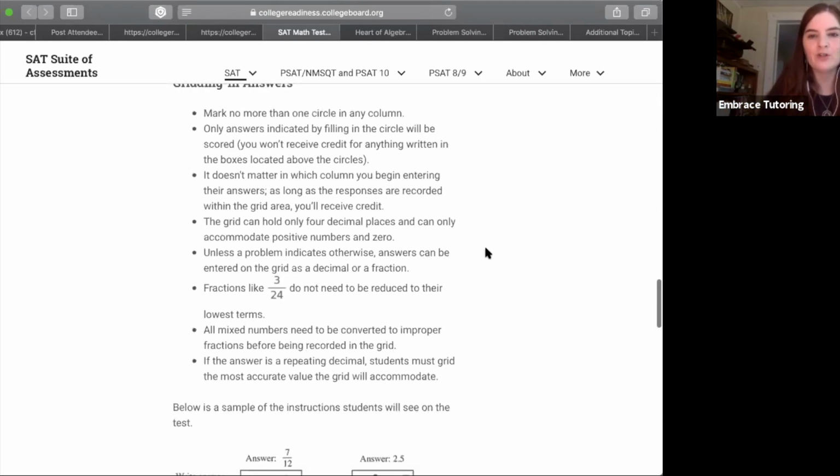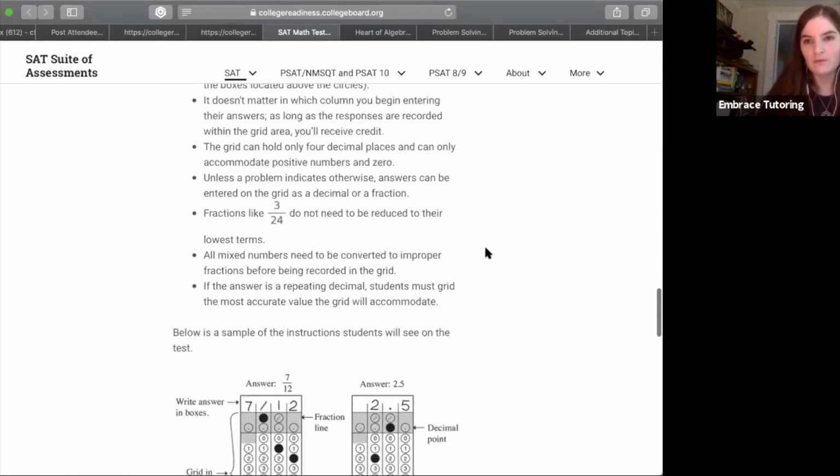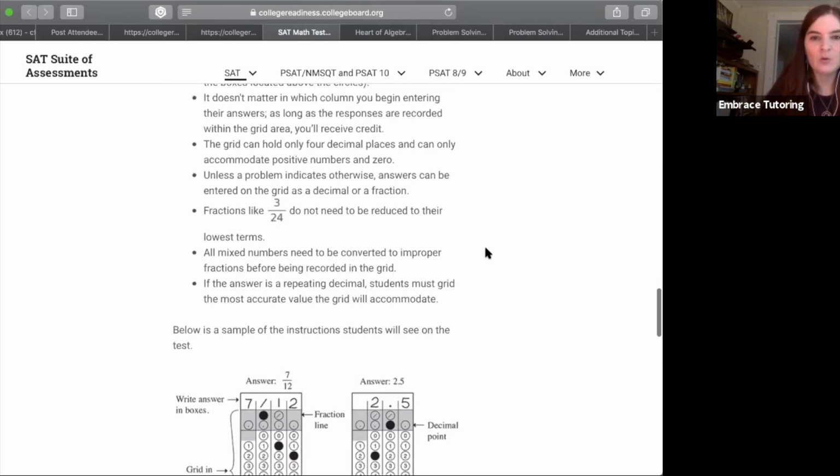Okay, so it doesn't matter in which column you begin entering your answers, as long as your responses are recorded within the grid area, you'll receive credit. So that's a positive. The grid can hold only 4 decimal places and can only accommodate positive numbers and 0. Okay, so that limits your potential answers. But that is kind of helping you make sure that you have the right answer. Okay, because it tells you what it can't be, so you can eliminate those as possibilities in your answer.